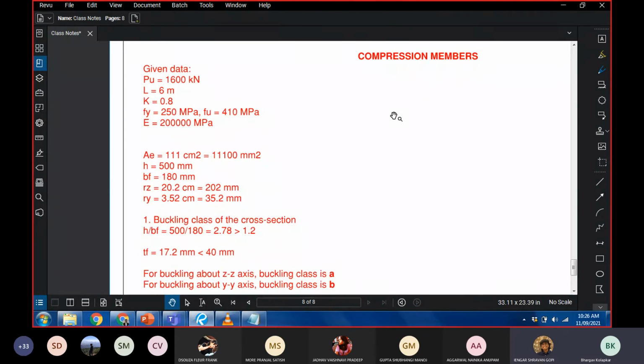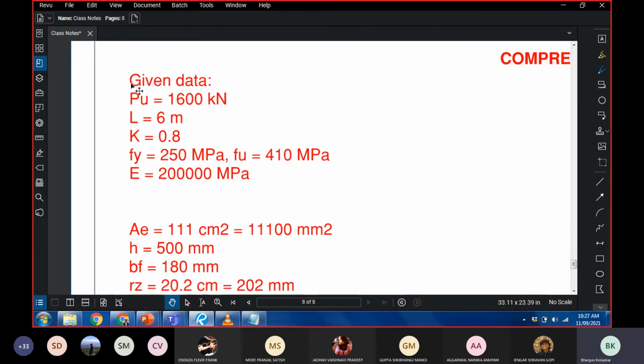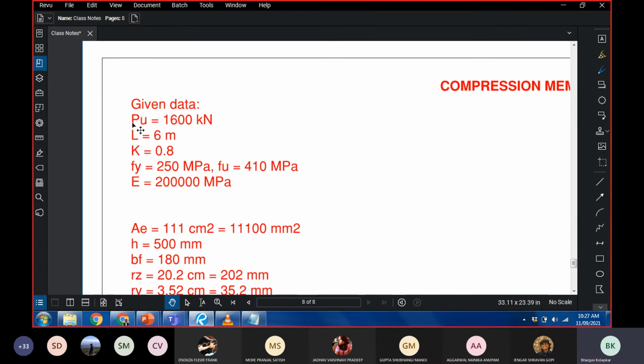So here we don't have to worry about the partial safety factor because it's already been factored in. Yes, 1.5 is the partial safety factor for load. If you do not remember, please go back to presentation number 2 and go to the partial safety factor for loads. Understand why we use partial safety factor for loads and what are the common factors for dead and live load. So the given data is that the factored axial load is 1600 kilonewton.